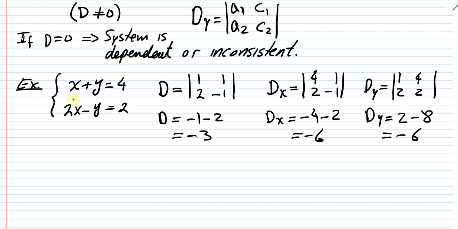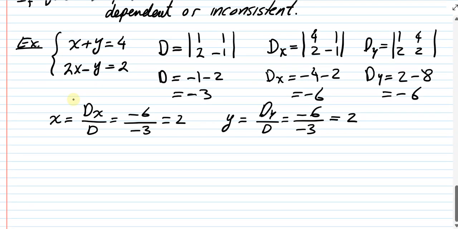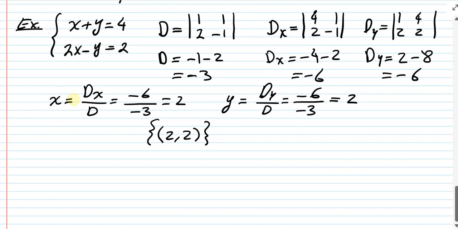Now here comes the canned product. x is Dx over D. Dx is negative 6, and D is negative 3. The answer is 2. And y would be Dy over D, so it's going to be negative 6 divided by D, which is negative 3, and that's going to be 2. It just so happened the solution x and y turn out to be the same. Purely coincidental. That's the solution to the system. See how nice and clean. For a 2 by 2, it works out really good.